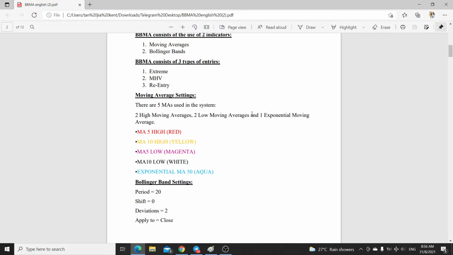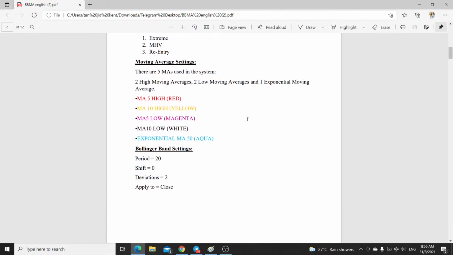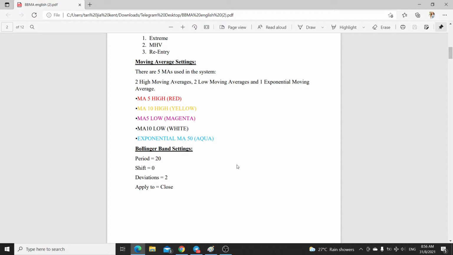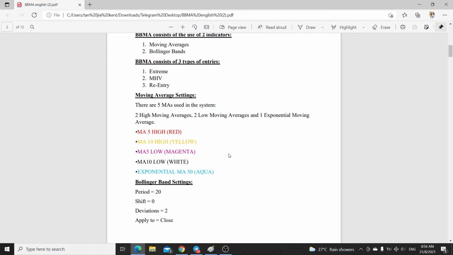There are certain points that you can actually trade it, only at certain times. You don't trade it all the time. Moving average: there are 5 moving averages in the system. We know there are 2 high moving averages and 2 low moving averages, and one exponential moving average, which is the 50. The color is not so important. It's up to you. You can do whatever color you want. For me, I only use 5. I don't use 10. Some people prefer to use 10, and I don't really think it is very important.